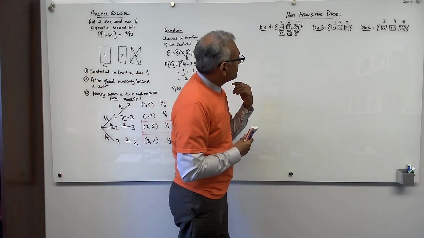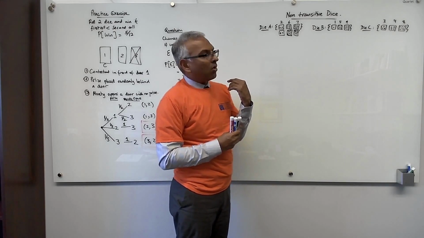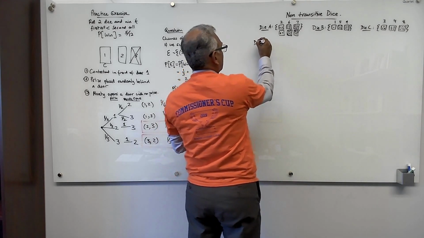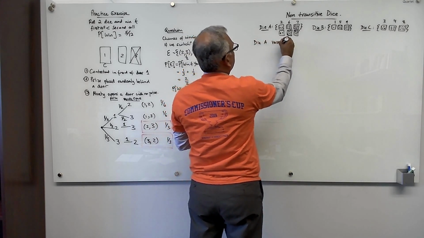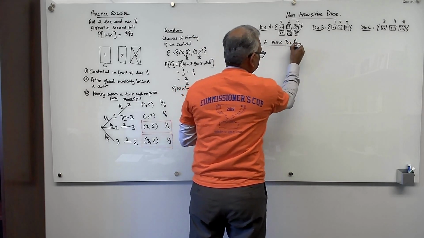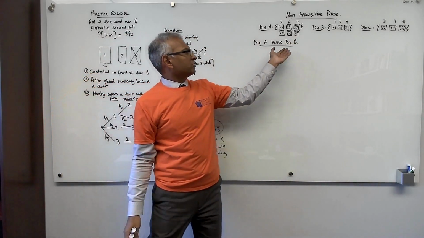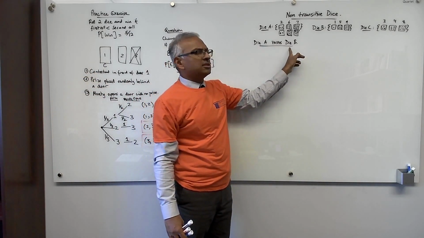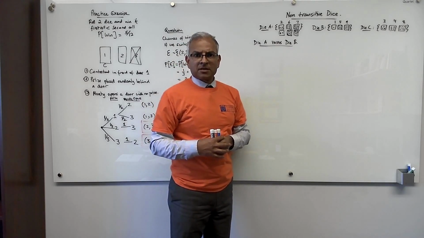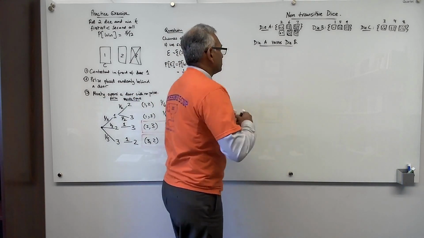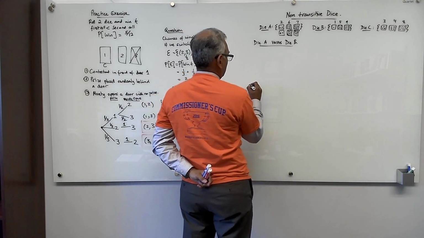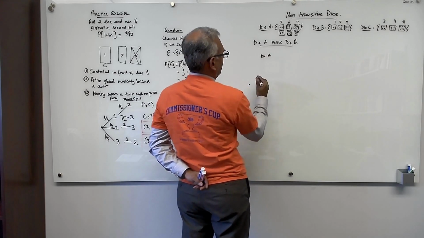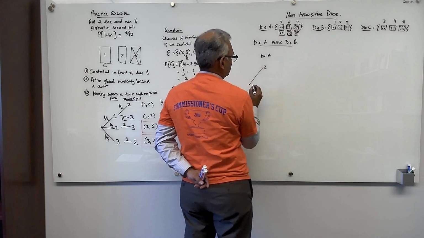Okay, so let's see what happens. Let's consider who wins in a war between die A and die B. So we roll both dice. Die A rolls and die B rolls, and if die A rolls a higher number than die B, then die A wins. And so we just use the mechanical approach. Here's the start of the experiment. Now you roll die A. What are the outcomes for die A? Die A can be 2, 6, or 7.